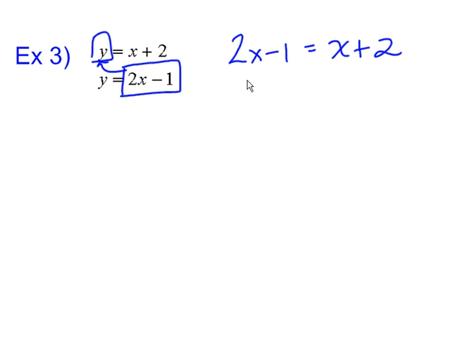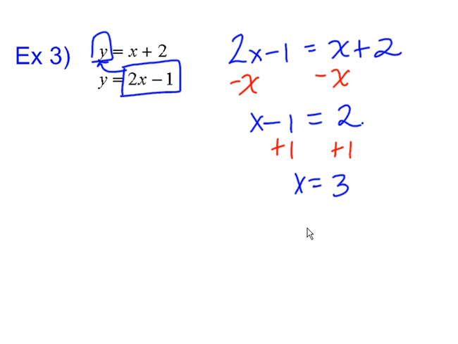Now we have variables on both sides. We have to decide if we're going to keep the 2x or the single x. We're going to keep the 2x and we're going to subtract the single x from both sides. That way we'll always end up with positive variables if we keep the larger of the two. 2x minus x is x minus 1 on one side, and that would leave us just 2. Then we'd go ahead and add 1, and we find out that x equals 3.